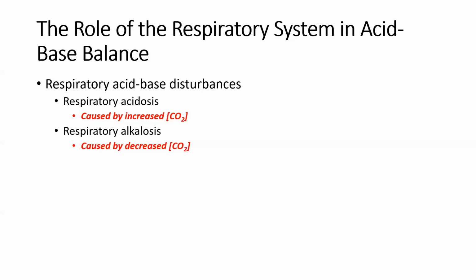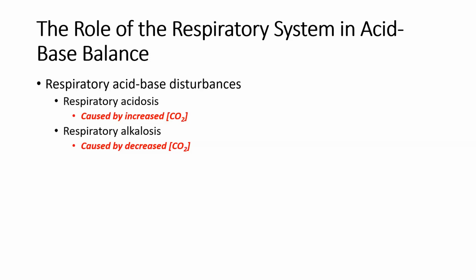Now, if the lungs are the causative agent, if the lungs are the reason that we have this disturbance, we're going to call it a respiratory disturbance, okay? I'll say that again. If we lose this acid-base balance, we're going to call that either an acidosis or an alkalosis. But if the lungs are what are contributing to this disturbance, we're going to call that a respiratory disturbance. And so we can have a respiratory acidosis or a respiratory alkalosis.